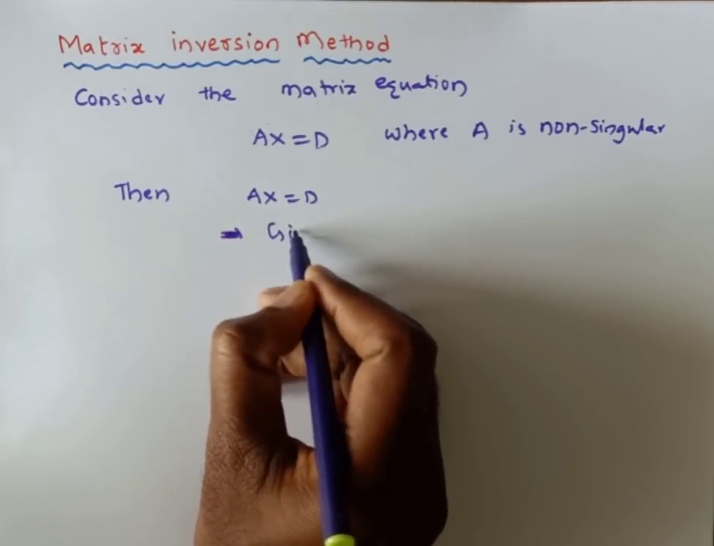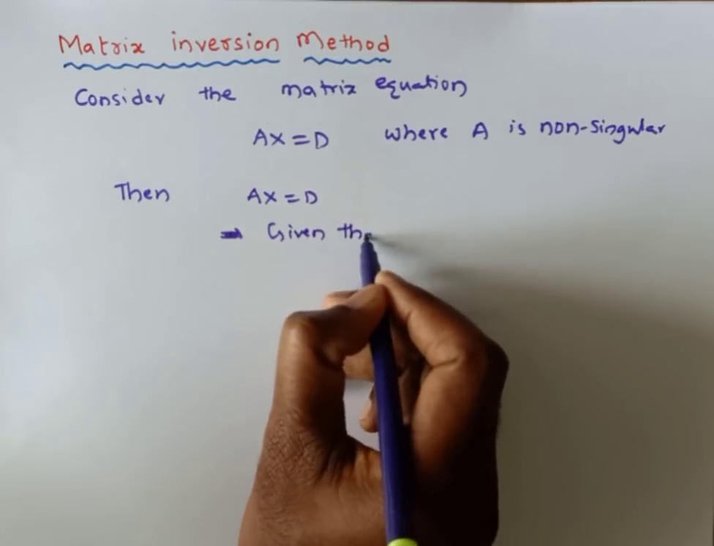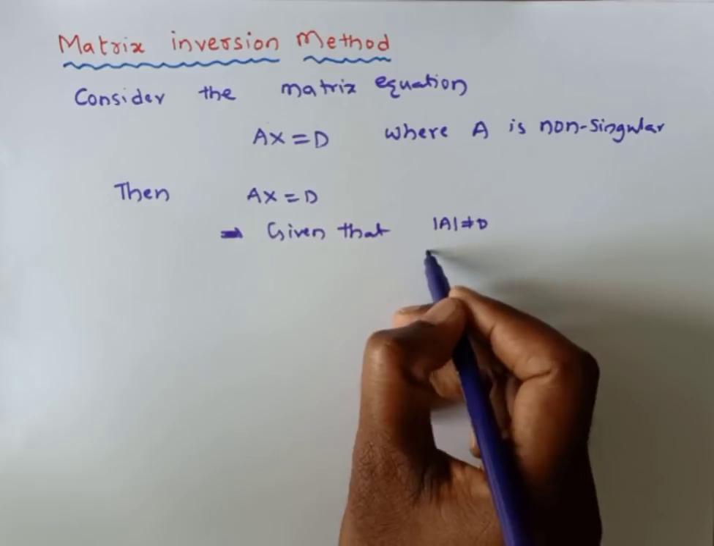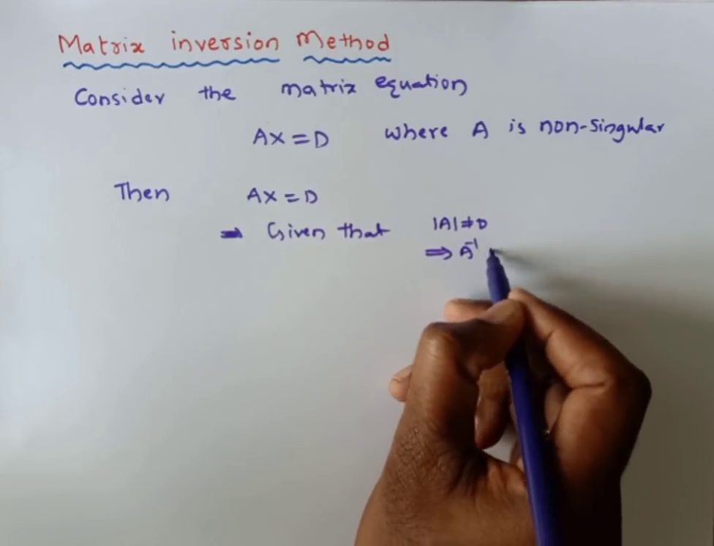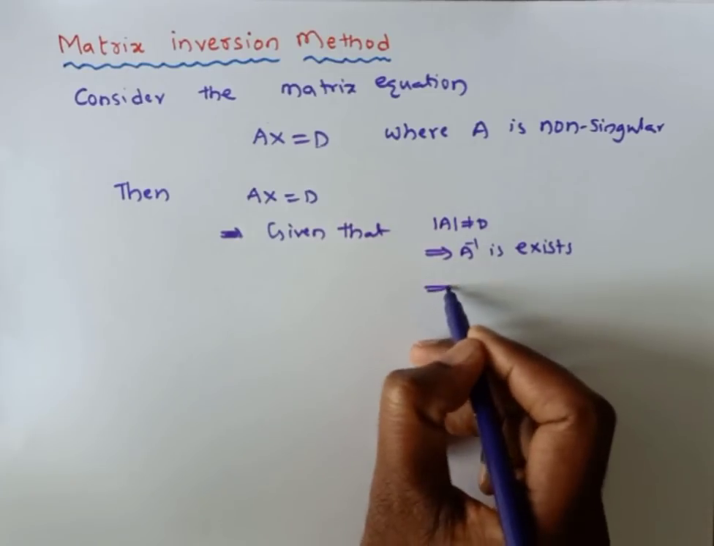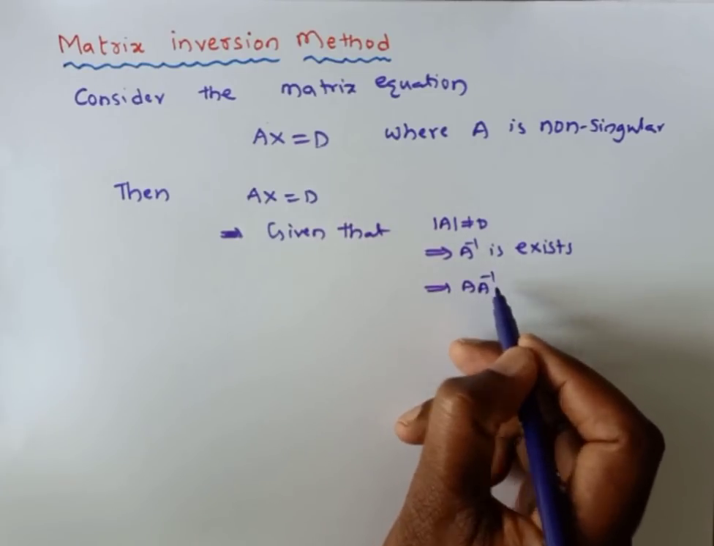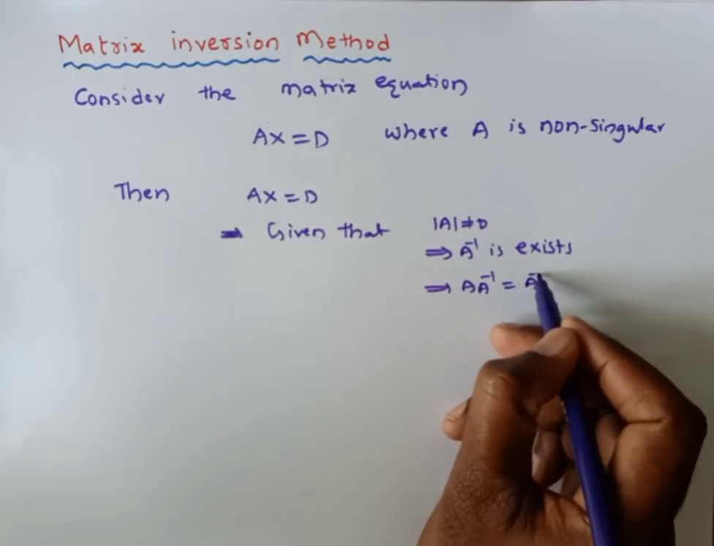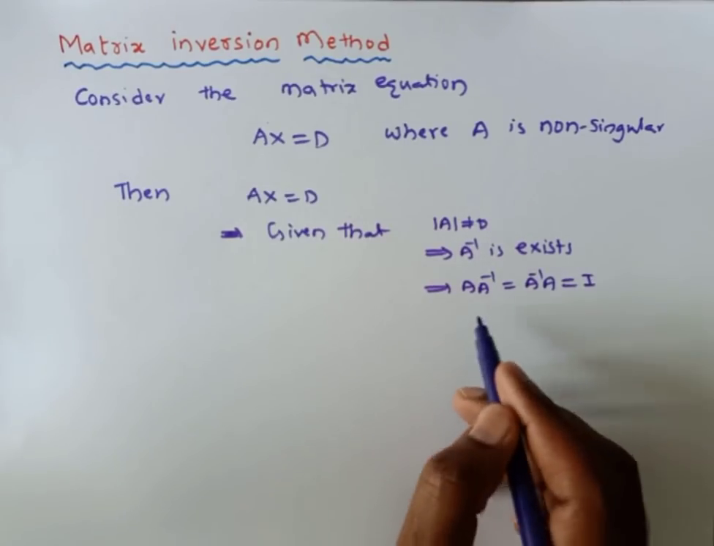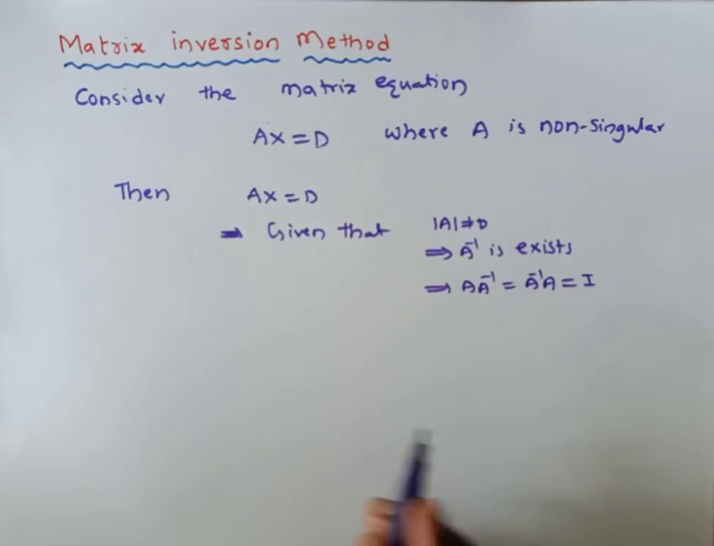Let it be given that determinant of A is not equal to 0, which means A inverse exists. A inverse exists means, by the definition of inverse, A into A inverse or A inverse into A, we get an identity matrix of the same order.